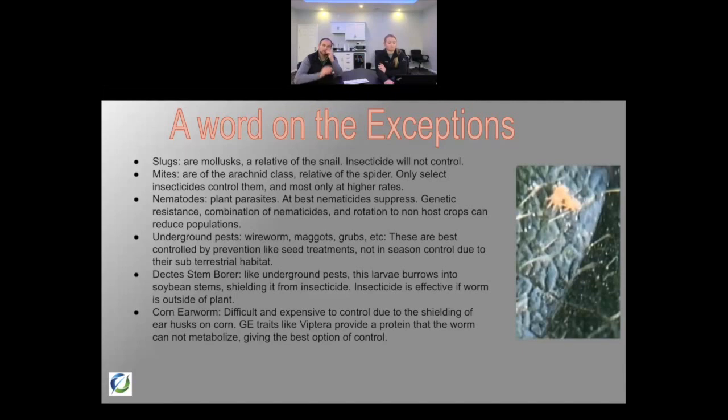Let's talk a little bit about our exceptions. Slugs. Sometimes we get into, especially in cover crop situations and wet springs, you can get those. They're a mollusk. They're not going to die from insecticide, right?